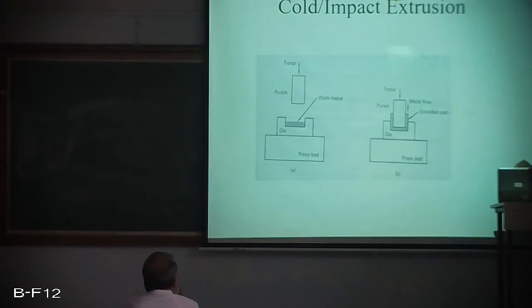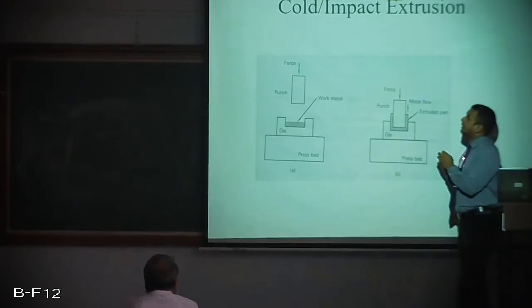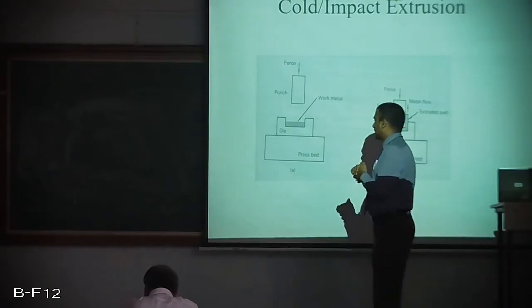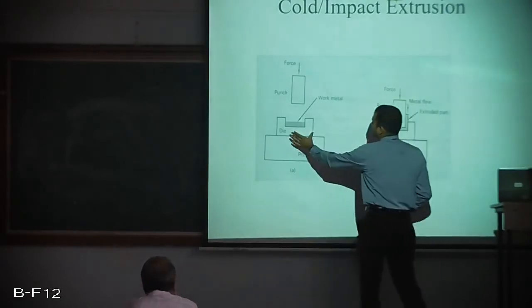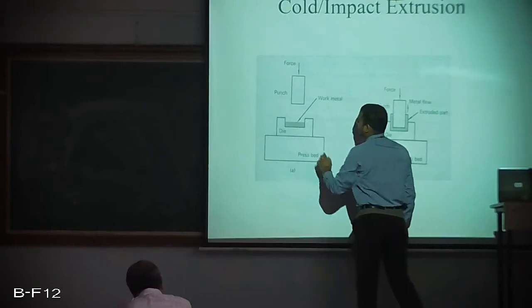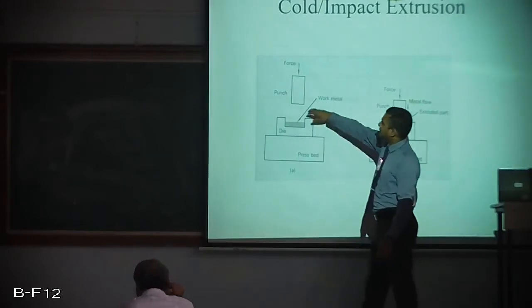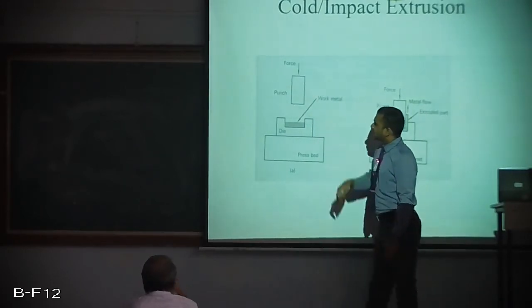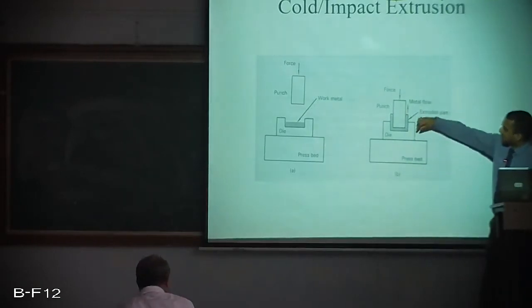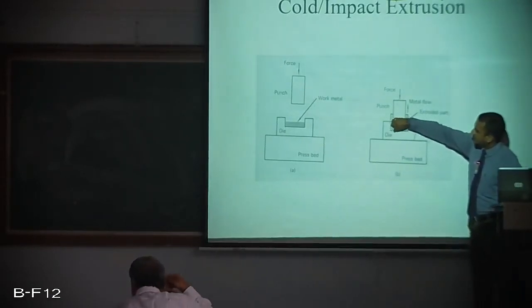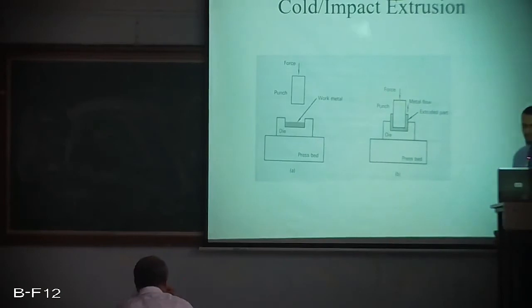Next is cold or impact extrusion. There are two types of impact extrusion. One is direct and the other is indirect, or forward impact extrusion and reverse impact extrusion. You can see this is the die we have. We have a work metal and this is the punch. So the punch is forced into the die, and the gap between the punch and the die provides you with the shape of the extruded product.